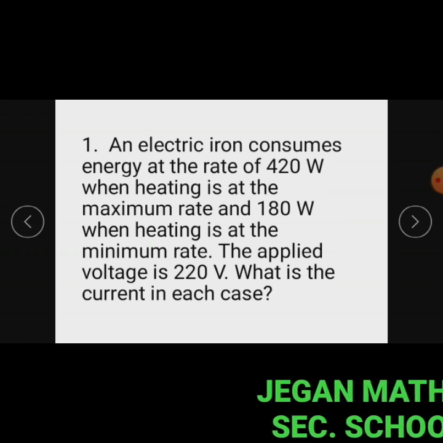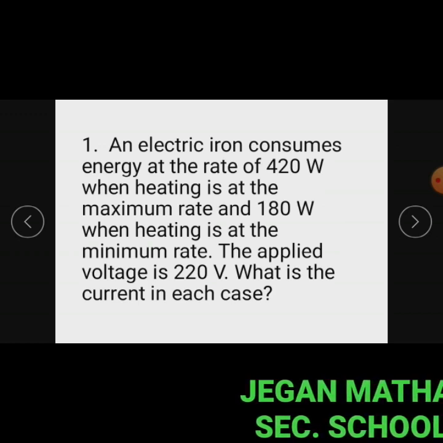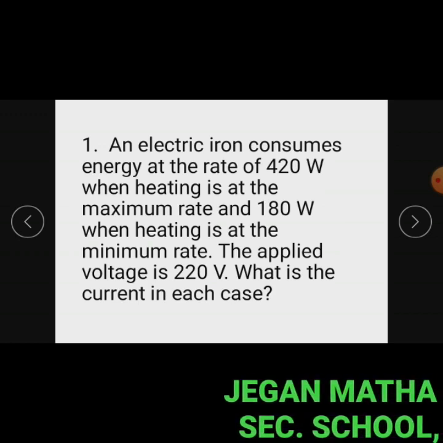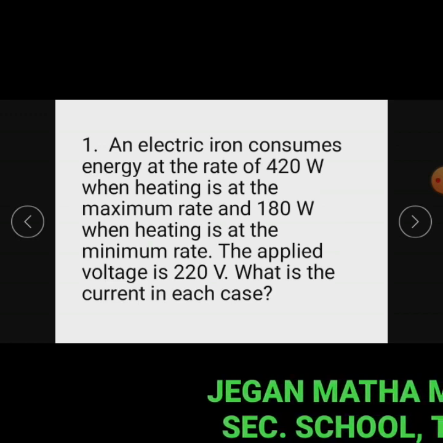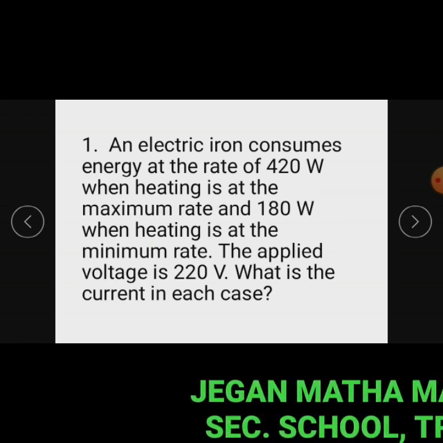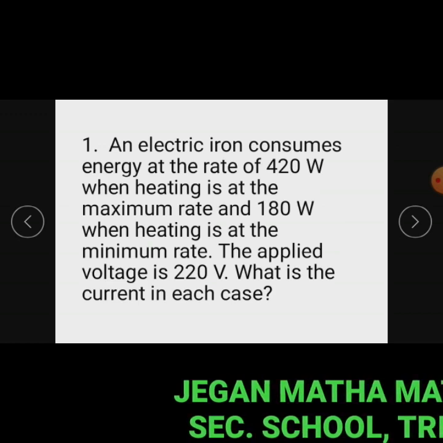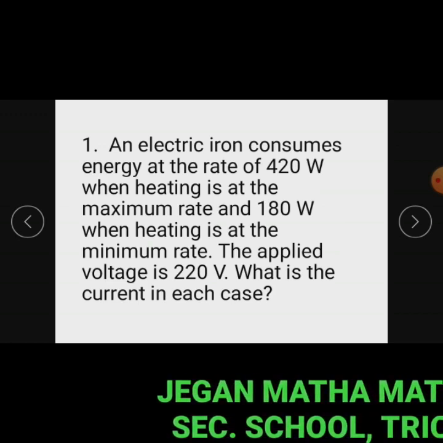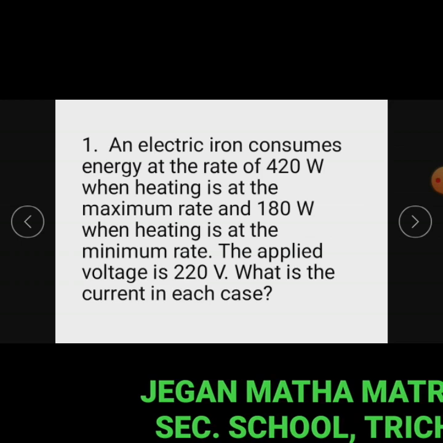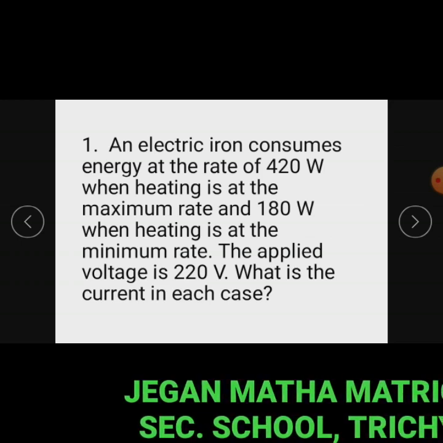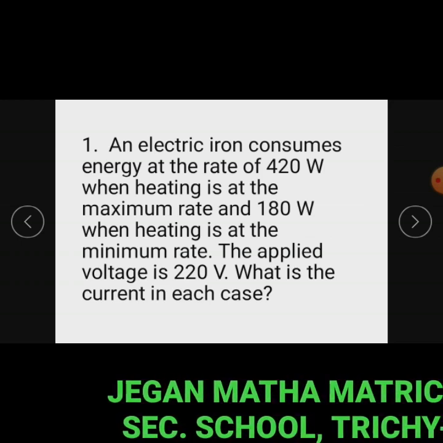Question number 1. An electric iron consumes energy at the rate of 420 watt when heating is at the maximum rate and 180 watt when heating is at the minimum rate. The applied voltage is 220 volt. What is the current in each case?